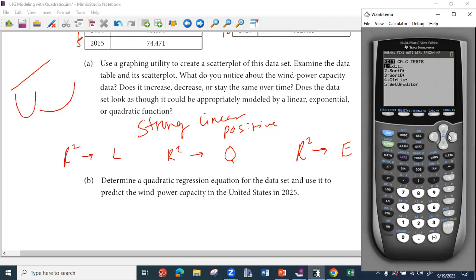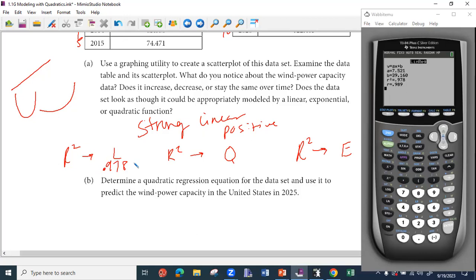Okay, so now I'm going to calculate. I'm going to do my first one. I'm going to find my linear regression: stat, calc, and I'm going to do 4 for linear regression. Press 4. Yes, I want you to calculate. It's going to think about it. And it says my r squared for linear regression is 0.978.